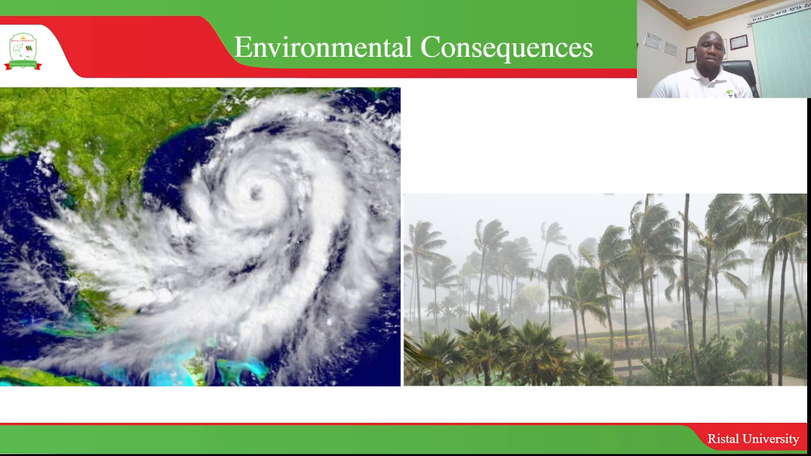So this is a picture where the storms are building up from water bodies, and the communities on the coastal margins of these water bodies are the ones that actually suffer. So these strong winds can destroy plants and also infrastructure.